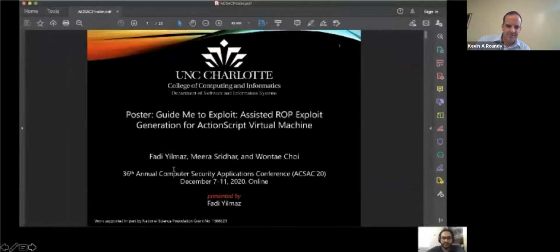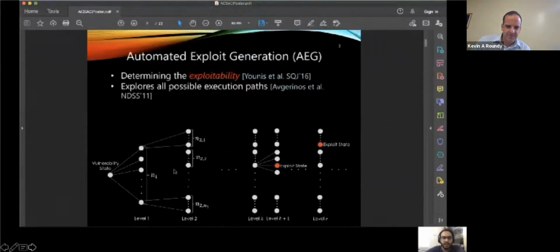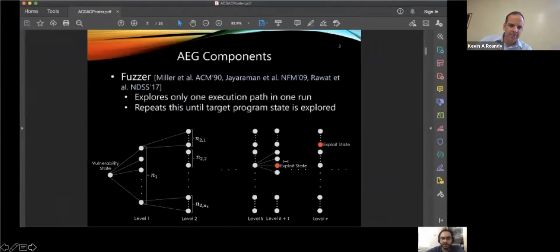Hello everyone, my name is Fadi and I'm going to present our poster, GuideX: Guided Exploit Generation for the AVM Virtual Machine. AEG can be defined as the challenge of determining the exploitability of a given vulnerability. AEG tools explore all possible execution paths that follow the vulnerability state in the hope that one of the execution paths reaches the exploit state. To do that, AEG tools utilize a fuzzer which randomly generates input to be executed.